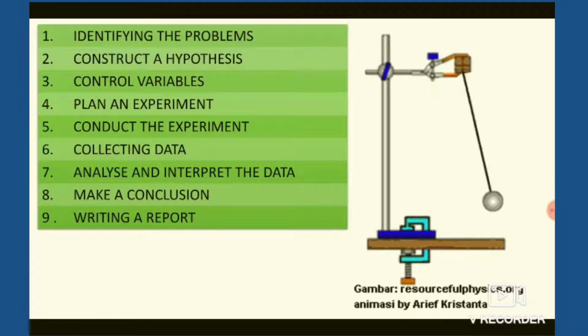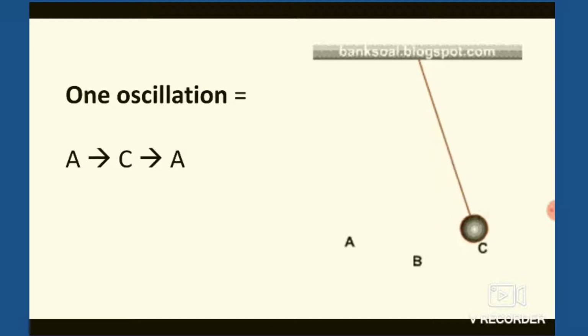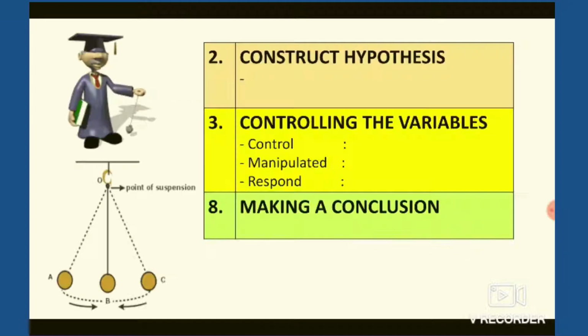So, what is one complete oscillation? This is one complete oscillation from A to C to A. One complete oscillation. So, kalau from A to C sahaja, belum complete lagi. Okay. Okay, let's try.